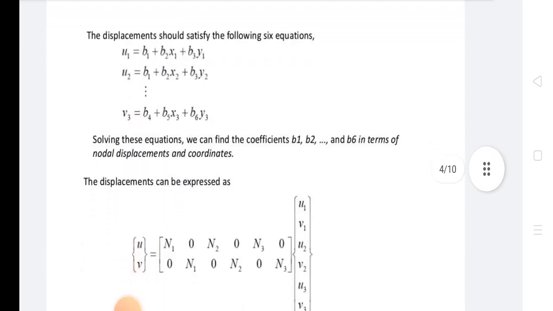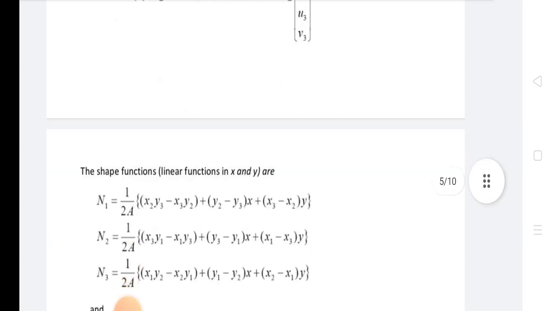The displacement should satisfy the following 6 equations. u1 is equal to b1 plus b2 x1 plus b3 y1, u2 is equal to b1 plus b2 x2 plus b3 y2, v3 is equal to b4 plus b5 x3 plus b6 y3. Solving these equations, we can find the coefficients b1 to b6 in terms of nodal displacements and coordinates. The displacement can be expressed as {u v} is equal to [N1 0 N2 0 N3 0; 0 N1 0 N2 0 N3] {u1 v1 u2 v2 u3 v3}.